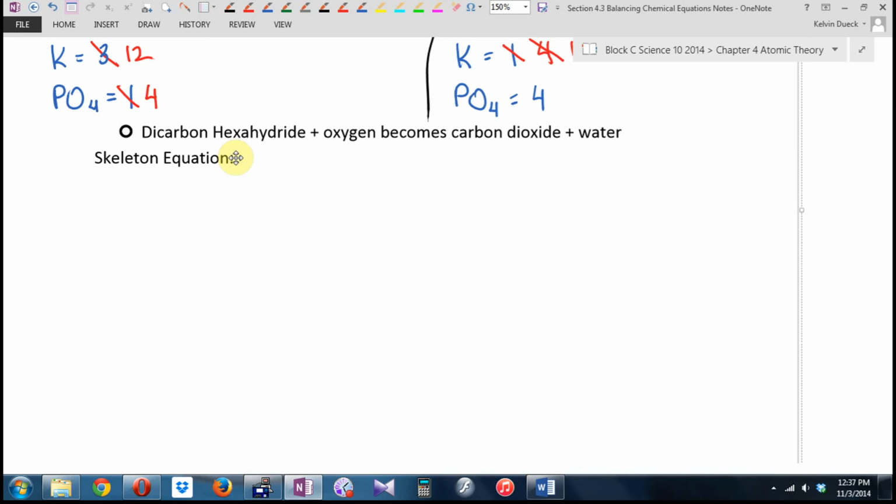Take 30 seconds, see if you can come up with the skeleton equation on your own. I'm going to freeze the screen. If you get stuck, have patience, but see if you can come up with the skeleton equation from your periodic table and from the di, hexa, carbon, di, all that stuff on your own.